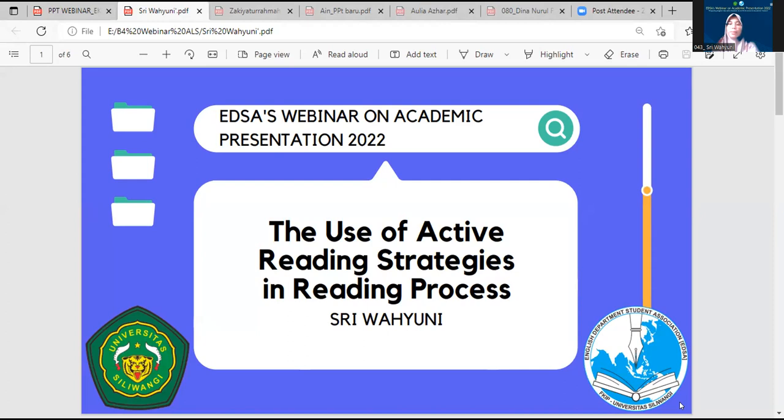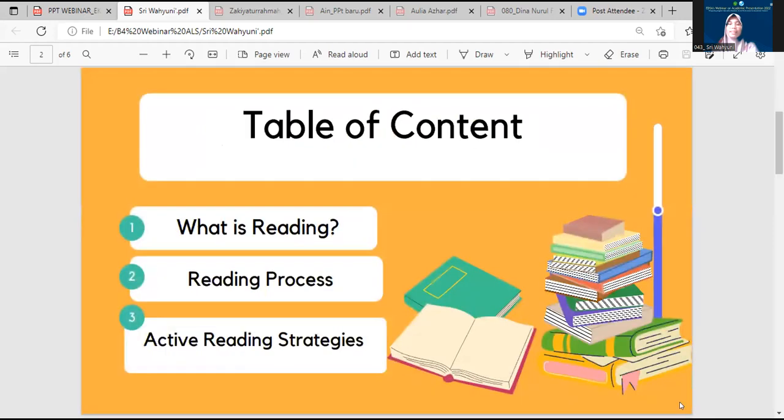I would like to present a topic about reading, with the title: the use of active reading strategies in the reading process. I'd like to share with you strategies which can help you in the reading process. In my presentation, I'll begin with general information about reading. Then we will look at the definition of the reading process and active reading. And last, the implementation of active reading strategies.